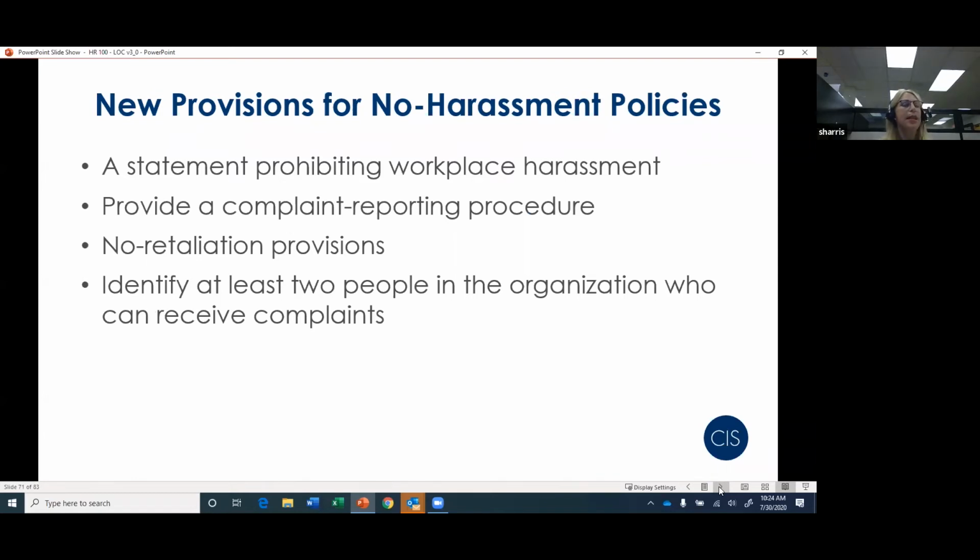The policy needs to have a statement prohibiting workplace harassment. Your policy needs to provide for very clear complaint reporting procedures, okay? You need to make sure you have a no retaliation provision in this policy. And then something new is that you need to identify at least 2 people in your organization who can receive complaints. Now, when this opened up, many people said, how do I do that? Our recommendation is identifying titles.